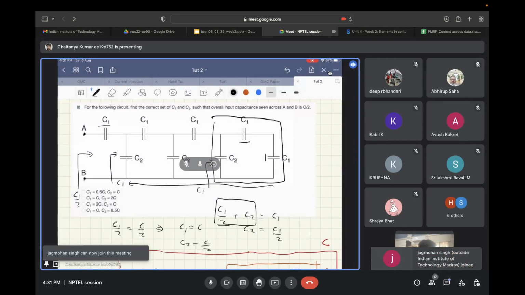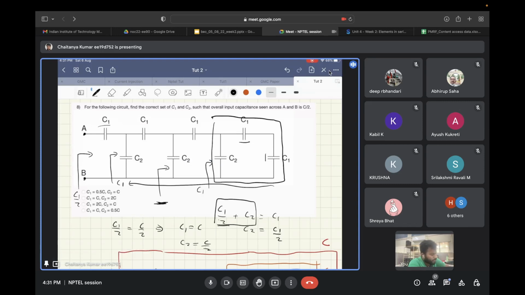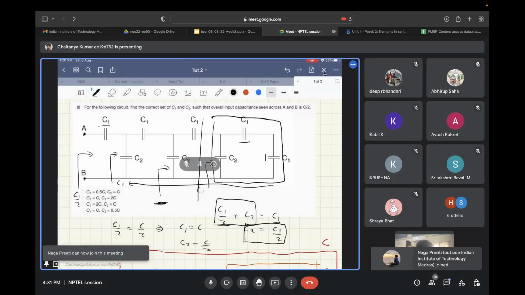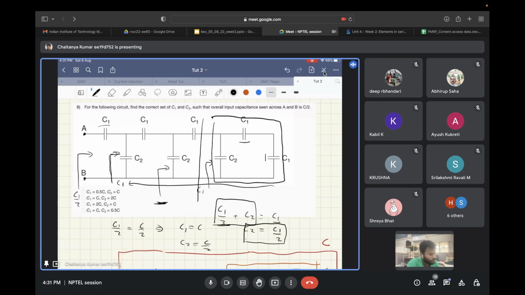Now, in order to have the same capacitance at the end of this section also, the capacitance looking into here must be equal to C1. So we equate C1 by 2 plus C2 equal to C1. And from there we get this relation, C1 by 2 is equal to C2. And if you keep on going on like this, the overall capacitance into this ladder will be C1.